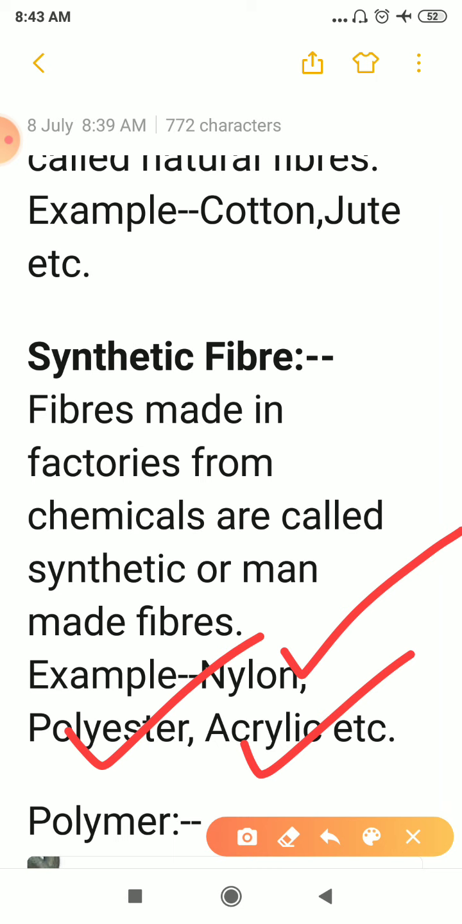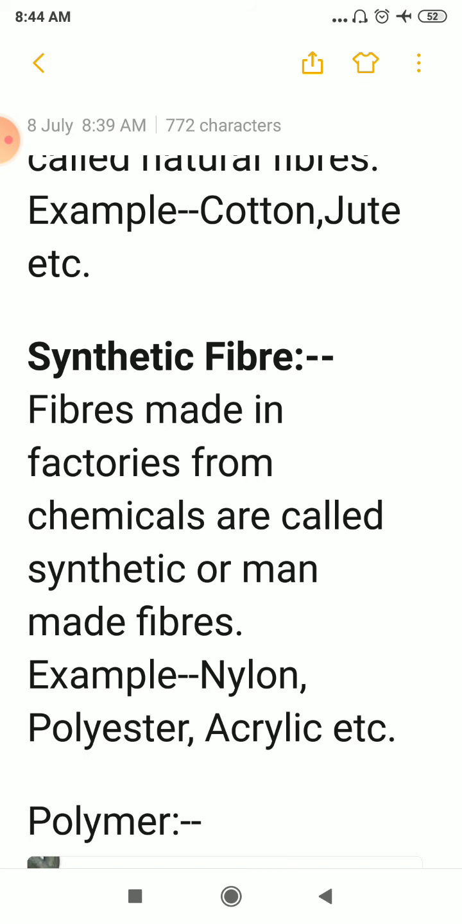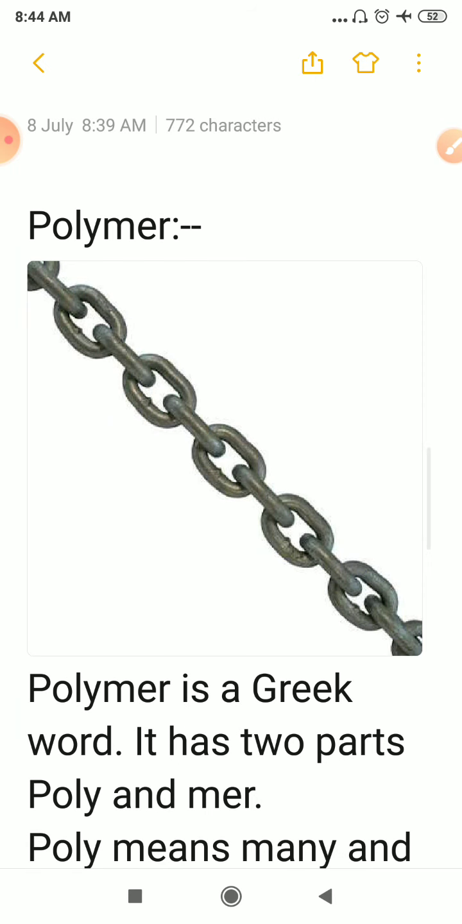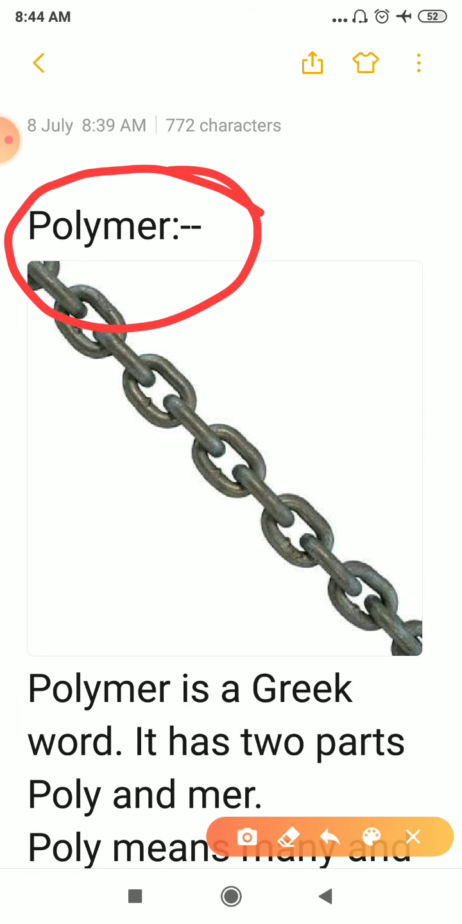In this chapter, we are going to discuss in detail the synthetic fibers, and how synthetic fibers are prepared in factories from chemicals. For understanding how these fibers are prepared in factories, we have to understand one term called polymer. What is polymer? Before going into detail of what this word means, look at this picture.